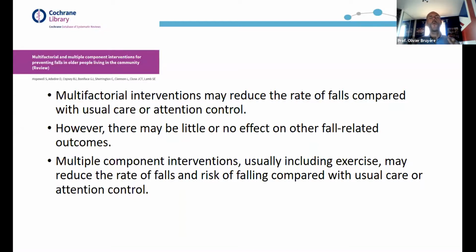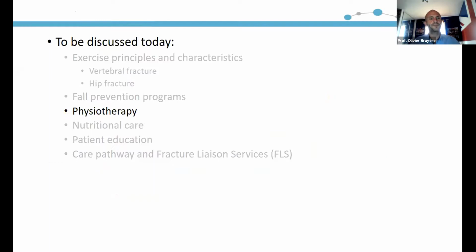So whatever you propose to your patient, a good nutrition, the education, pharmacological intervention, it's good. However, you also need to propose exercises to your patient.